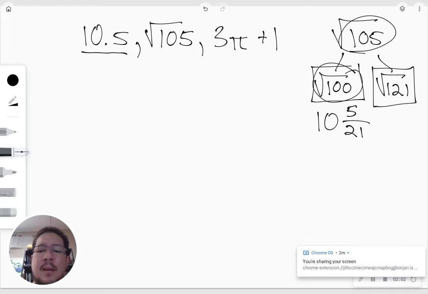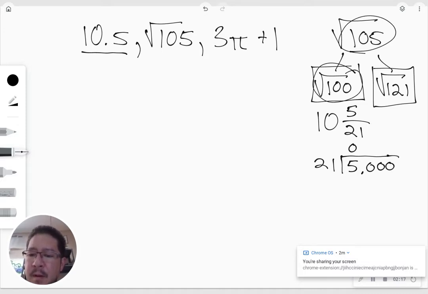Well, I still need to take that and turn that into a decimal. Well, I can leave the 10 alone. We know that the top dog goes in the house. So I'm going to put the 21 on the outside, the 5 on the inside. Definitely going to need some decimal points here. Well, 21 doesn't go into 5. Does 21 go into 50? I know that goes in twice. 21 times 2 gives me 42. I subtract, I get 8.